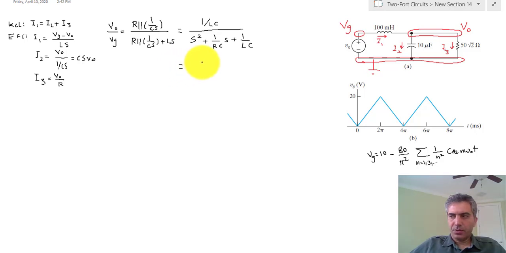It's equal to 10 to the 6 divided by s² plus 1000 square root of 2 s plus 10 to the 6. So this is our H(s).